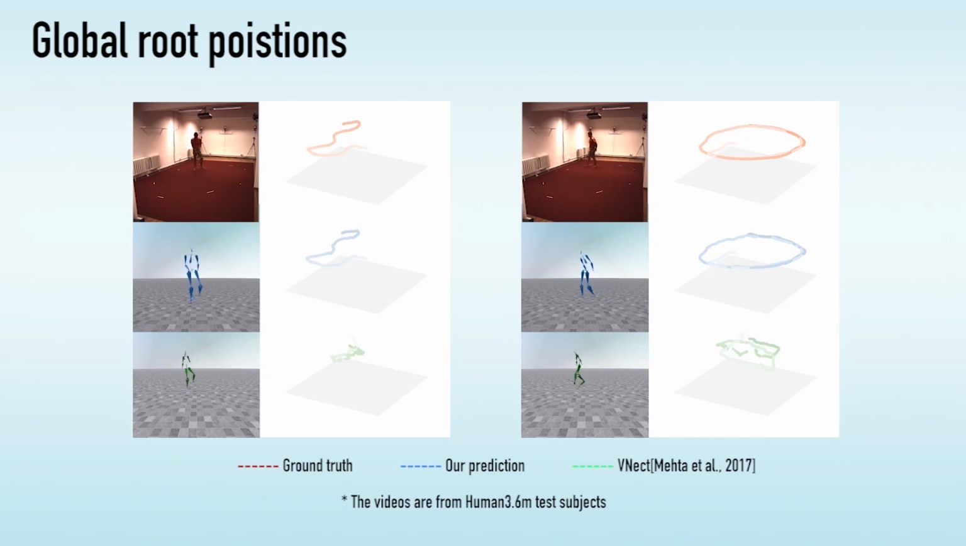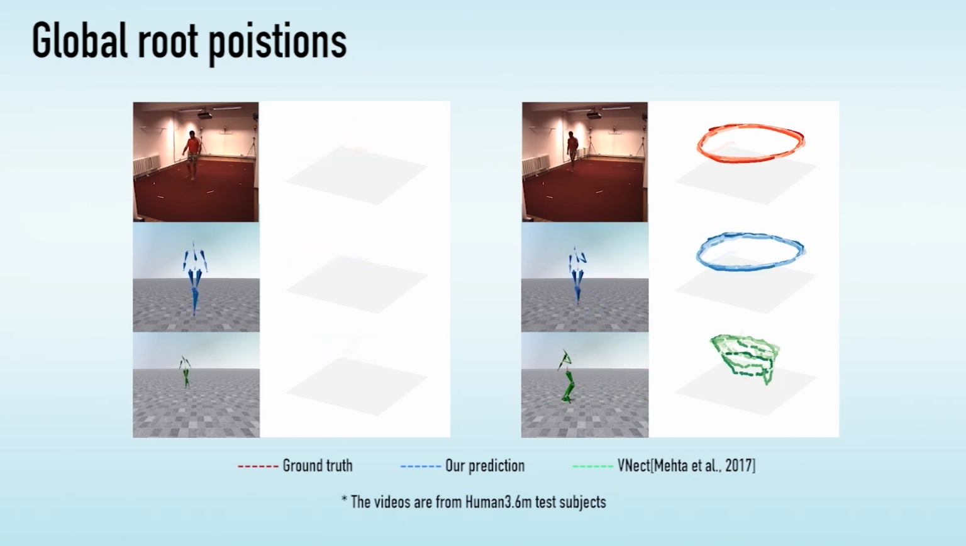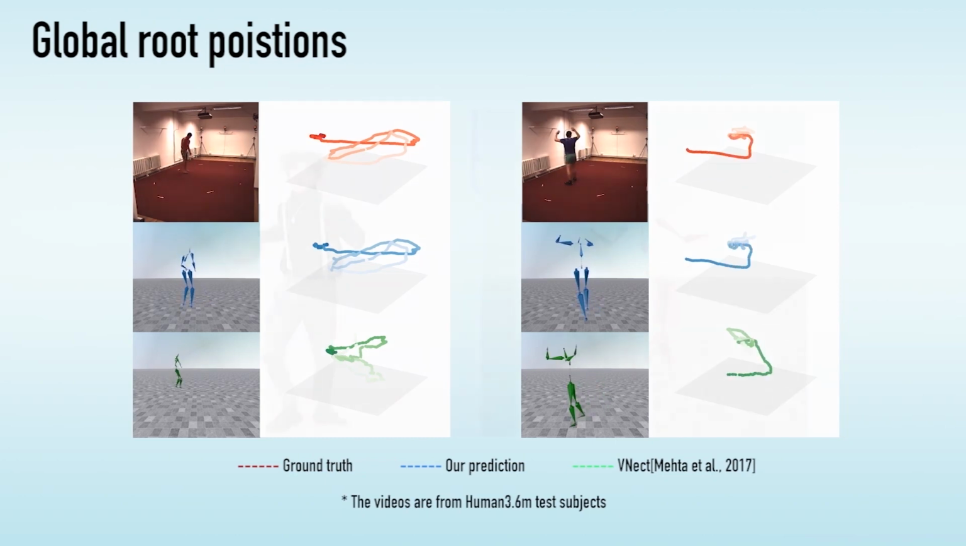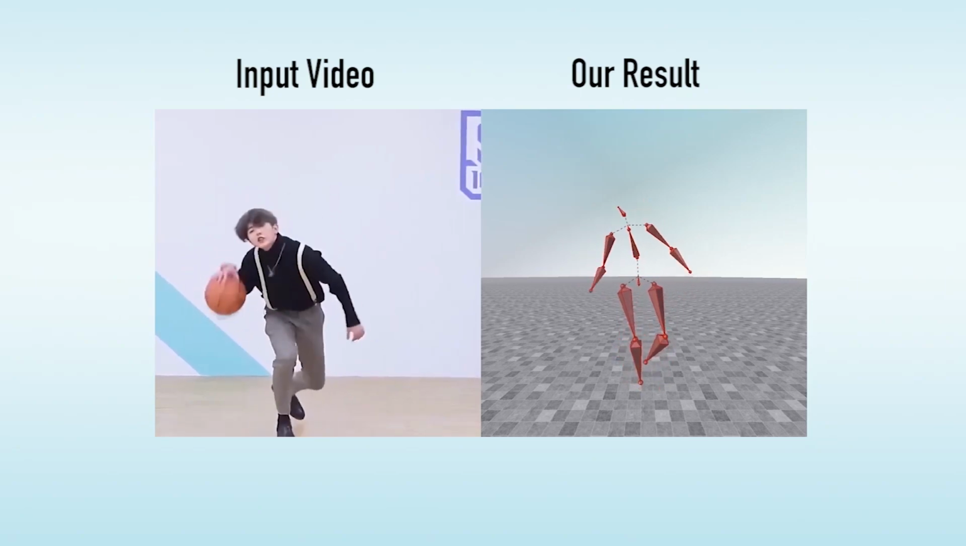In addition, it can be seen that our network well estimates the global root positions. As the motion progresses in time, the marker becomes darker. Now we show more motion reconstruction results.